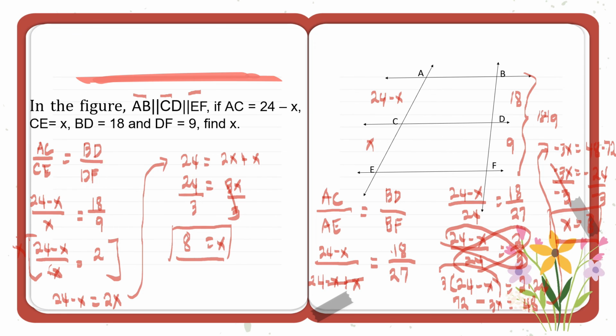So did we get the same answer? X is equal to 8 and X is equal to 8. So yes, we get the same answer using different proportions.